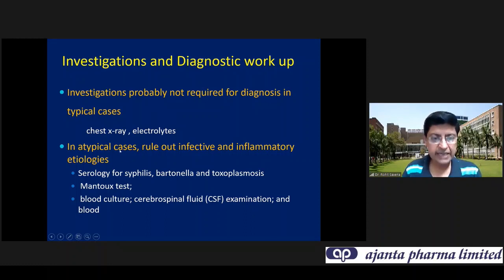If the presentation is atypical, you can take a step back, take a breath, and try to understand the etiology. So you need to rule out infective and inflammatory etiologies, because sometimes if you just start by giving steroids, you may actually blur the picture and you may not be able to pick up a lot of the associated inflammatory etiologies. And later on, you will realize that this was due to some other cause and not just demyelinating. So you may require serology for syphilis, Bartonella, Toxoplasma, a Mantoux test for tuberculosis. And of course, if there are associated symptoms, you may consider a blood culture, a CSF tap, and of course, other detailed examination of blood.